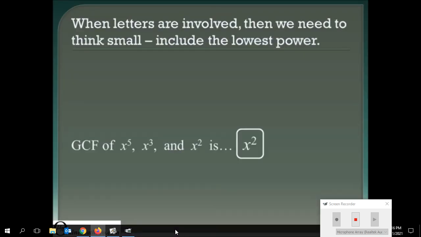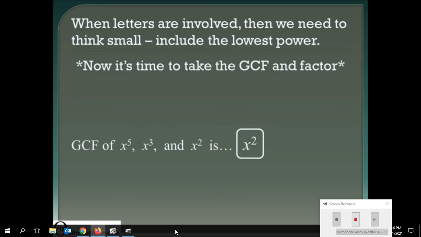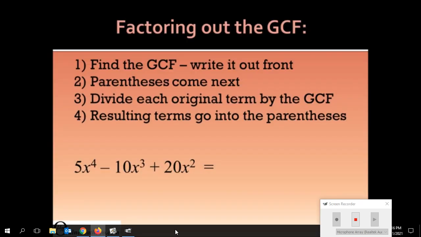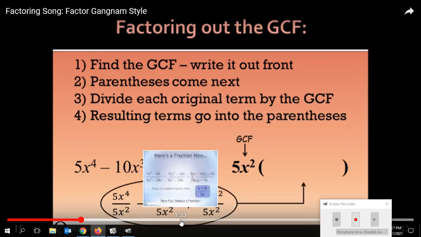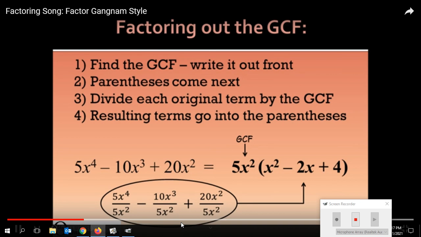Now it's time to take the GCF with factor. Factor it. Now we find the GCF. Write it out from parentheses. Divide each original term by the GCF. The resulting terms go into the parentheses.